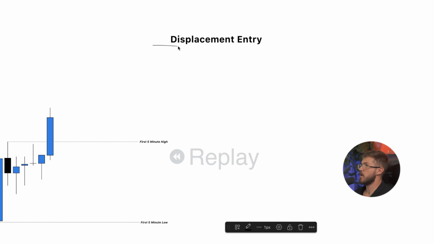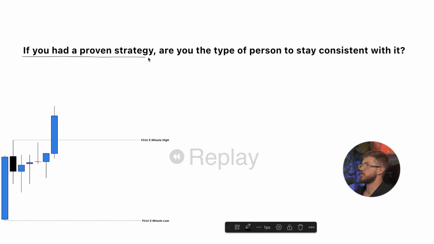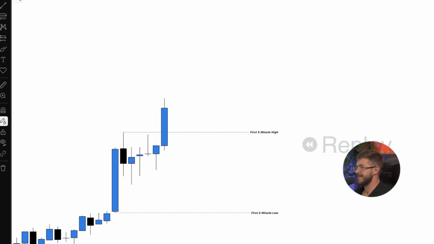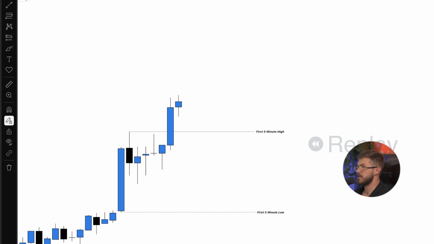So this brings us to our displacement entry method. Let me ask you, if you had a proven strategy, are you the type of person that would be able to stay consistent with it? Now, I hope the answer is yes, because this is the single most important skill that any profitable trader has. And with a strategy that is as simple and repeatable as what I'm teaching you right now, you have everything you need in order to finally become a consistent trader.